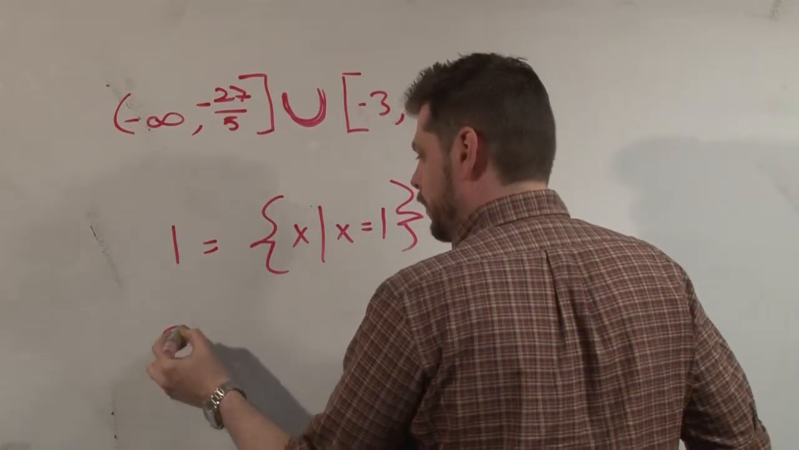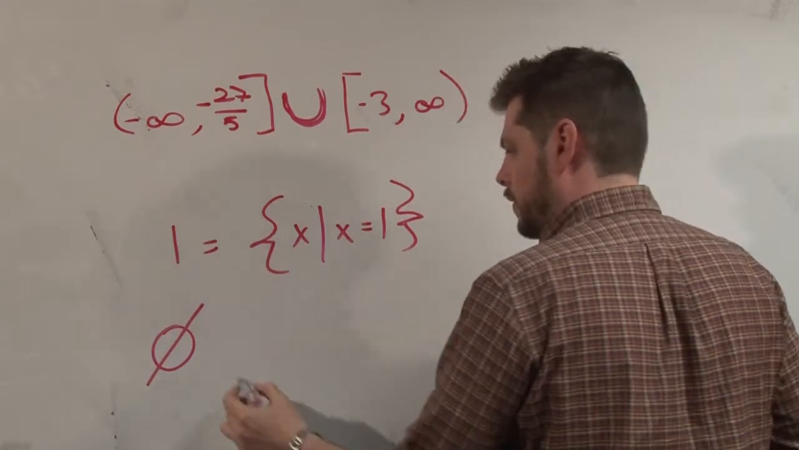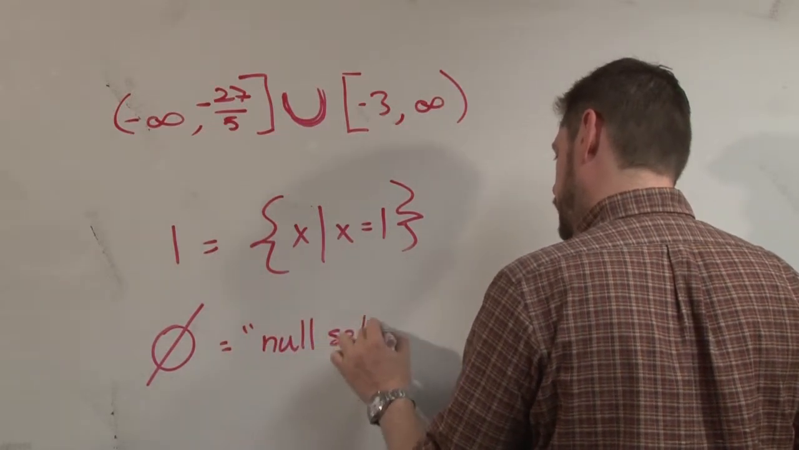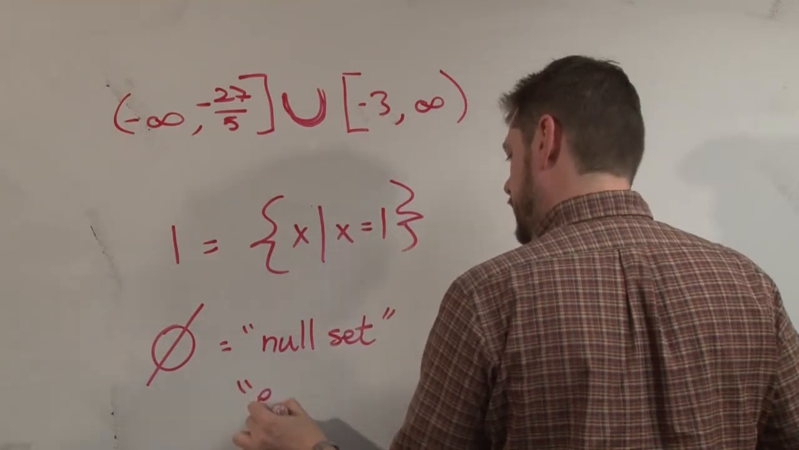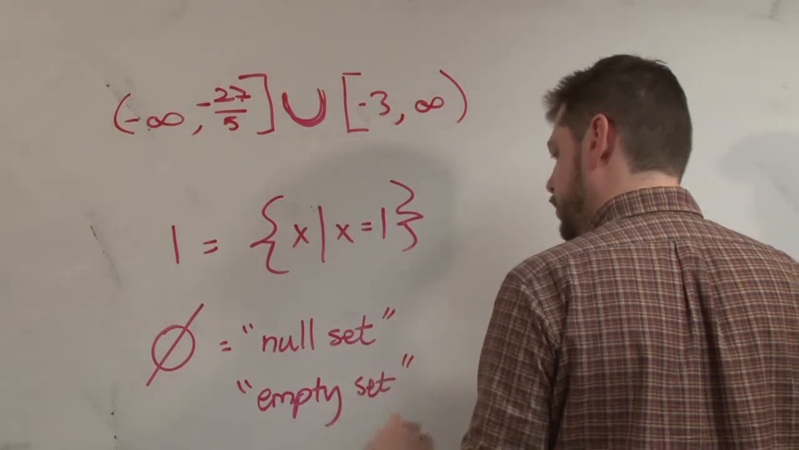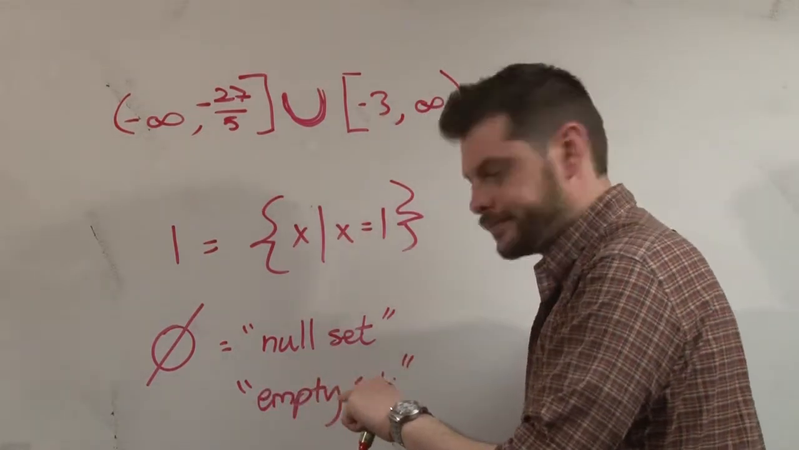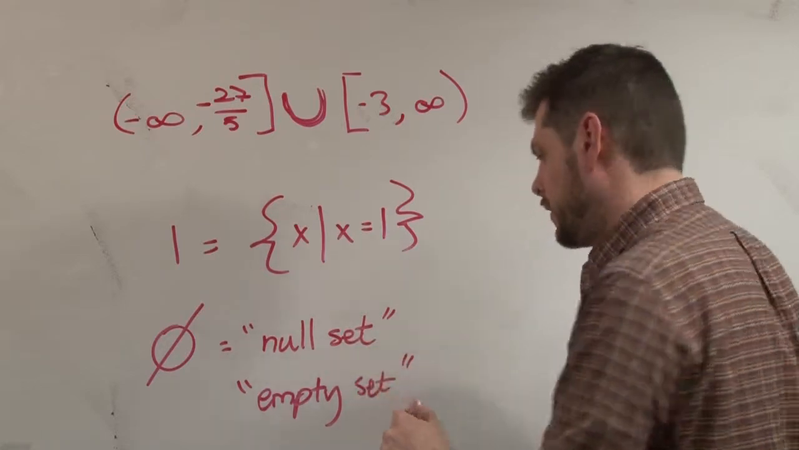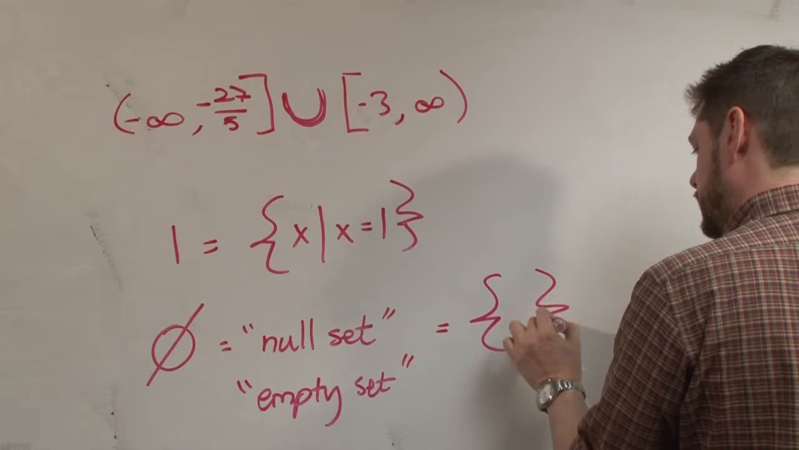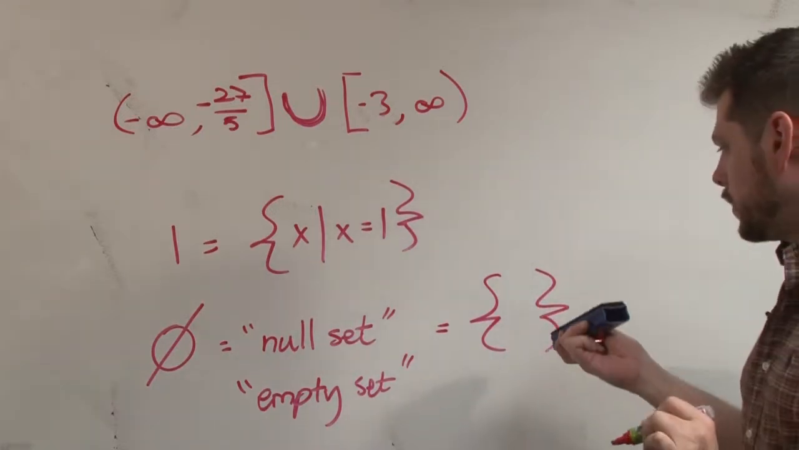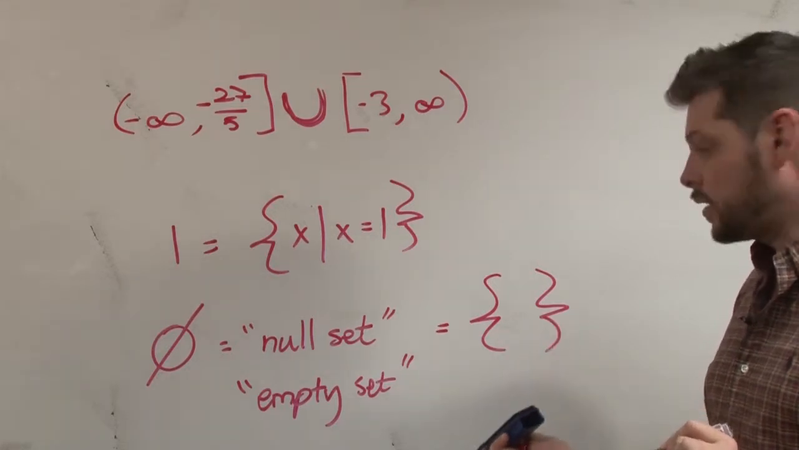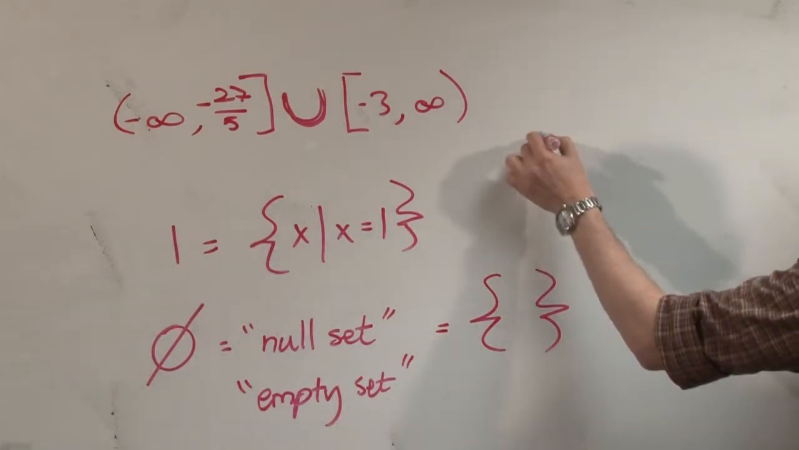We have this symbol called the null set. It's also called the empty set. For those of you that go into computer science or computer programming, you'll get used to the word null. Probably some of you already are. So the null set is the empty set. It's got nothing in it. So when we are solving compound inequalities, sometimes we get no solution, right?